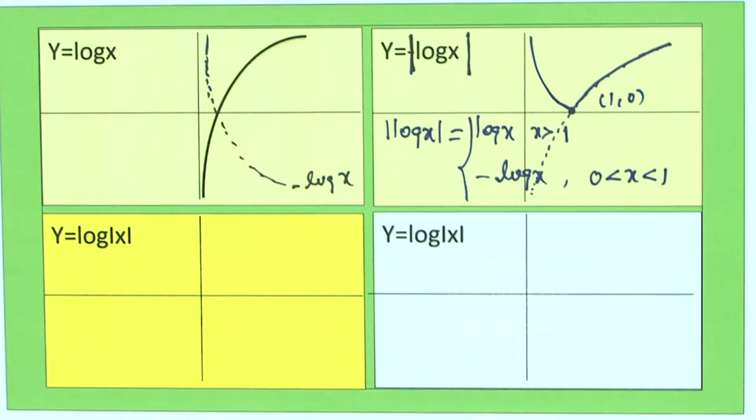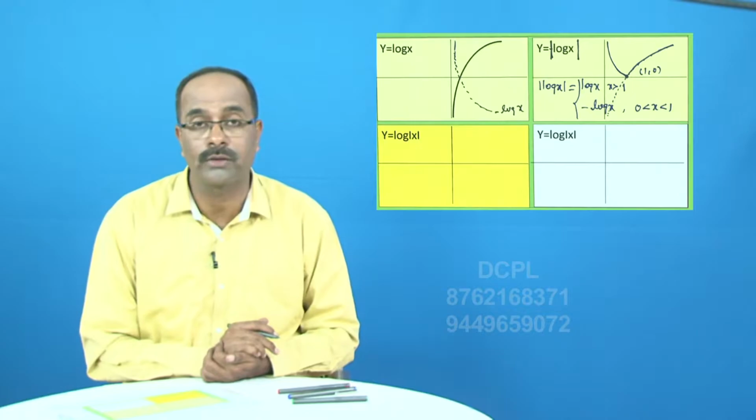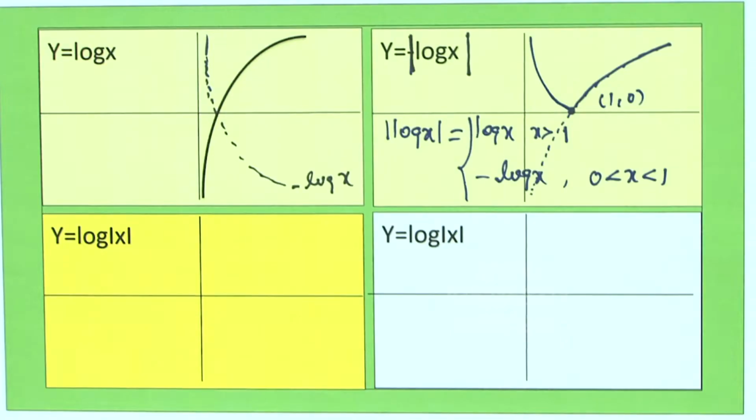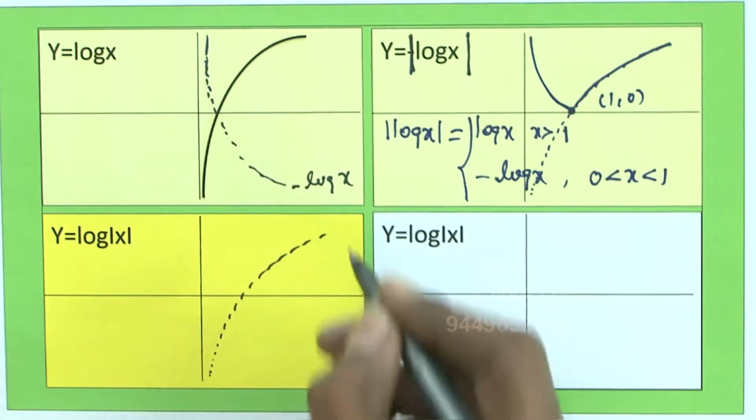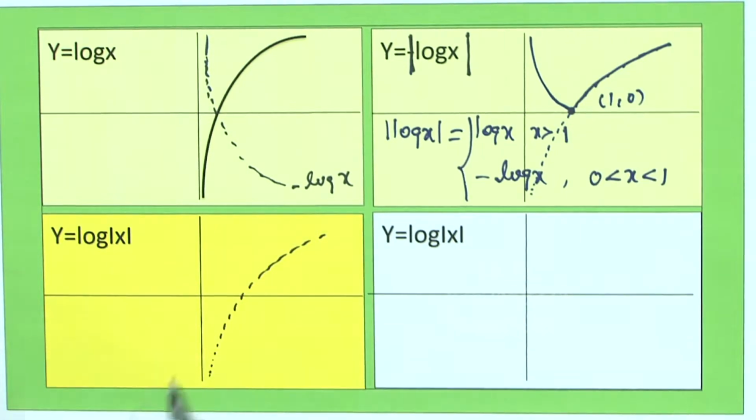Now let us try to understand the graph of log of mod x. How to draw the graph of log of mod x? Dear students, log of mod x. See, dear students, it's a very simple logic. Do you agree with me? This is log x. Now, the y-axis is a mirror and we don't have any part of the graph towards the left side of the y-axis, so nothing to worry.